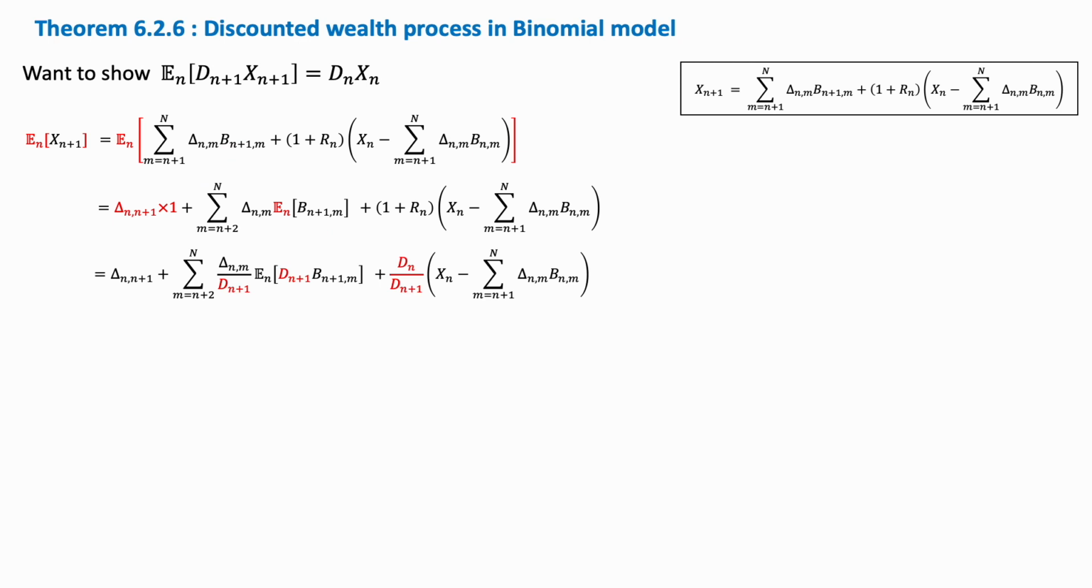Then what we can do is we can basically take this, divide by D n plus 1 like we're doing here, and then multiply by D n plus 1.